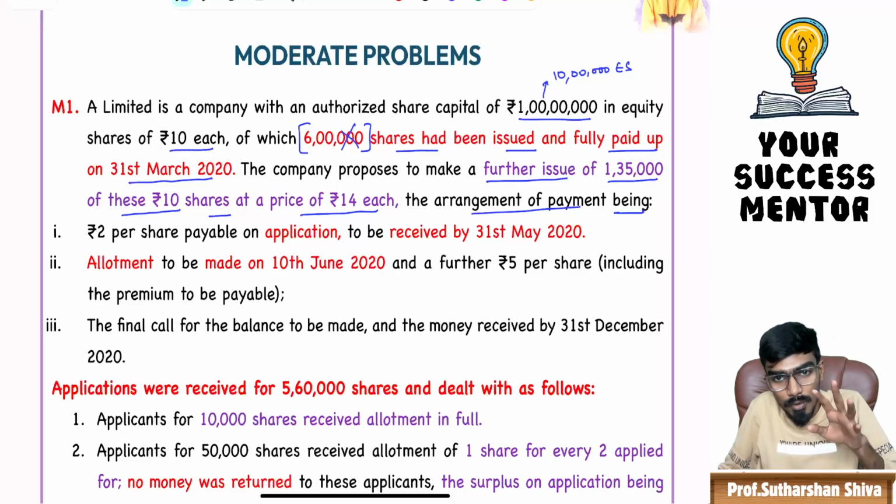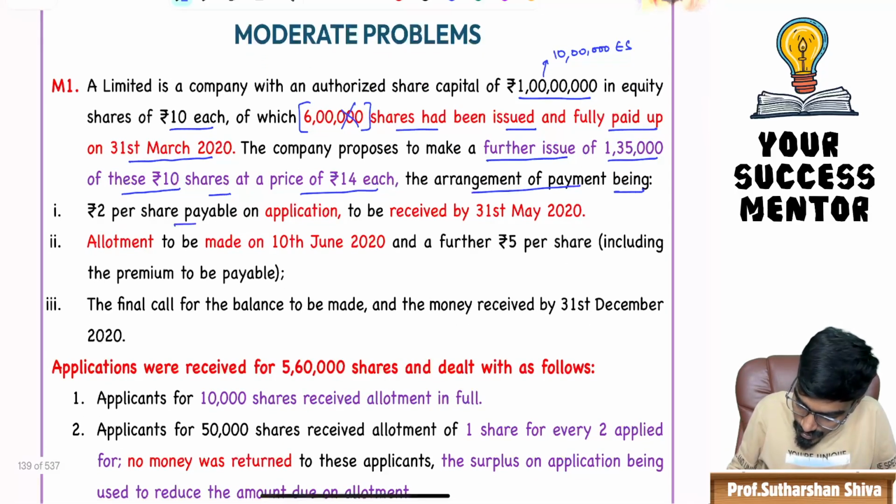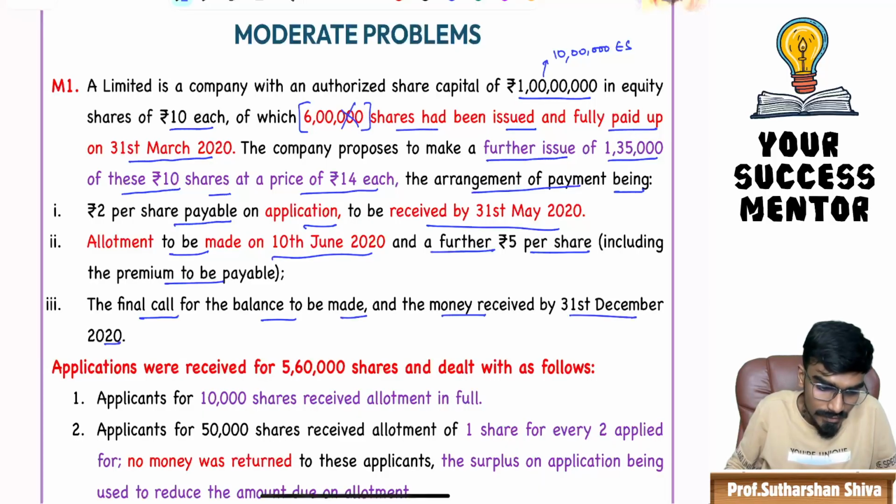We are not worried about that 6 lakh, because it has already been issued. The company proposes to make a further issue, as given. Based on the question, we'll come to know the understanding. Payment: 2 per share on application, to be received on 31st May 2020, allotment to be made on 10th June 2020, and a further 5 per share including the premium payable. The final call for the balance is to be made and the money received. This was the given question.